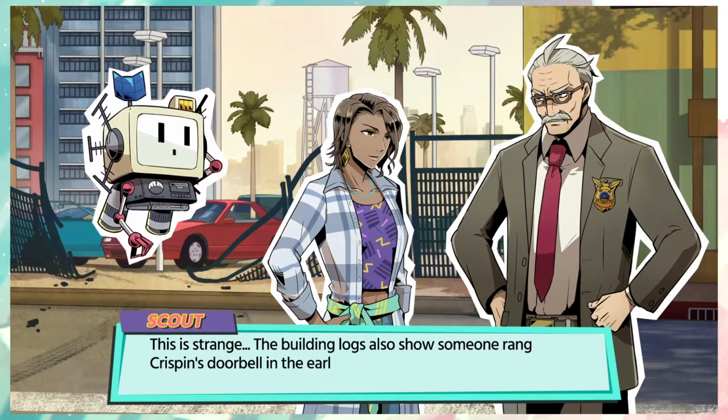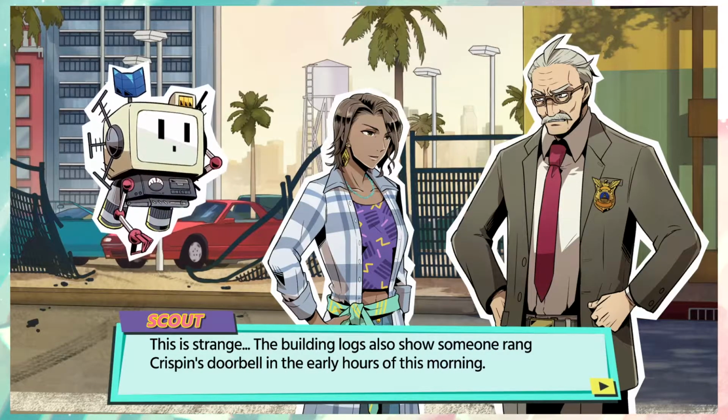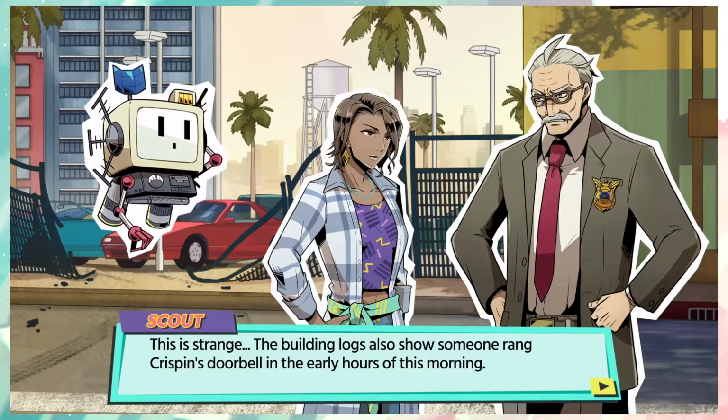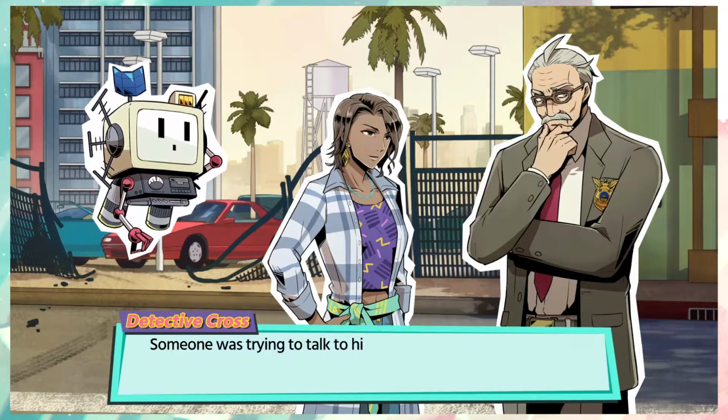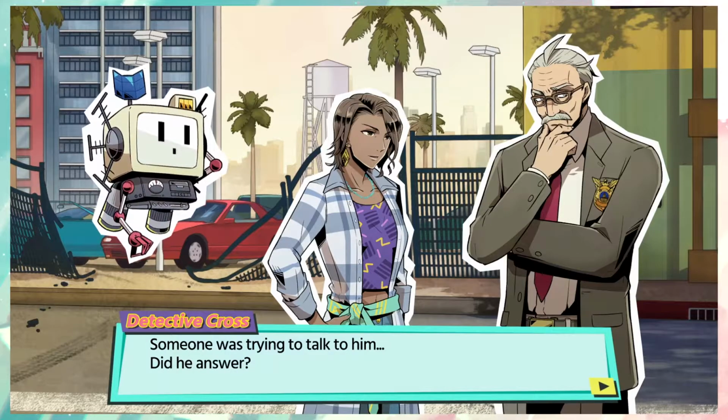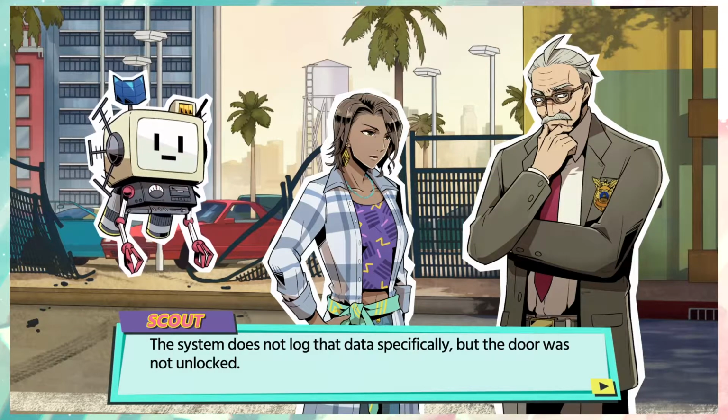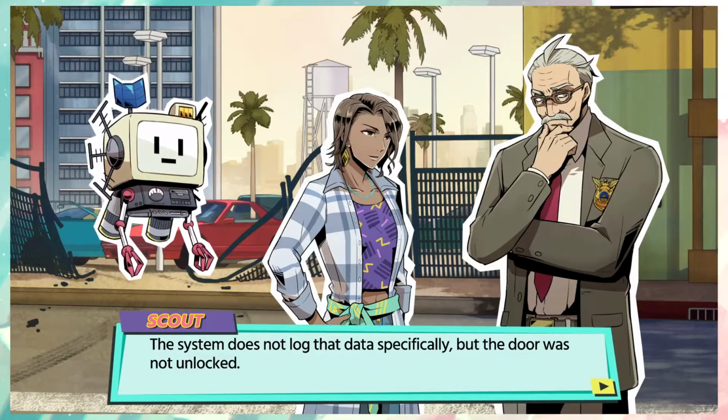This is strange. The building logs also show someone rang Crispin's doorbell in the early hours of this morning. Man, did security systems like this exist in the 90s? Someone was trying to talk to him. Did he answer? The system does not log that data specifically, but the door was not unlocked.